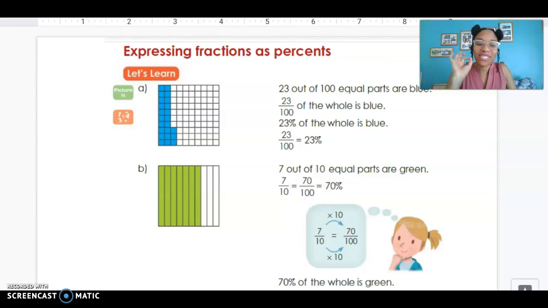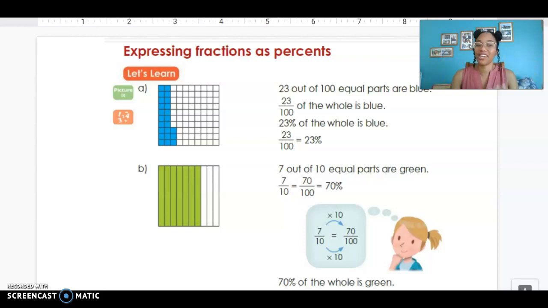Now let's go down to part B for a trickier problem. In this fraction model, we notice that 7 out of 10 equal parts are green. That's 7 tenths. We say tenths because we've divided this whole into 10 equal parts. But we can also make an equivalent fraction, thinking about what would happen if we divided it into 100 equal parts. Well, 10 times 10 equals 100. 7 times 10 equals 70. So 7 tenths is the same as 70 hundredths.